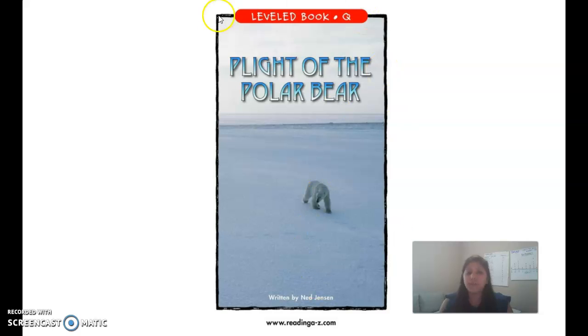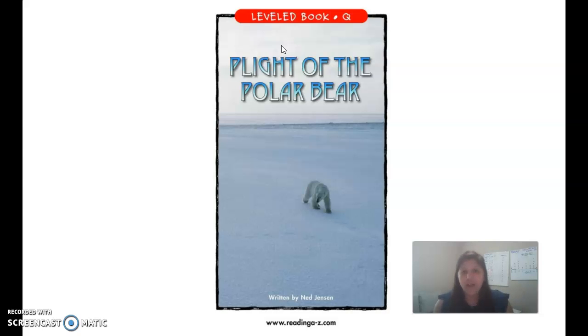Okay, looking at the cover and the title, my prediction of this book is that it's going to be about a polar bear. It's actually going to be about the bad situations of polar bears. Flight means it's a situation that is not a great situation to be in, right? Like the troubles and tribulations that polar bears go through or are facing. So that's what this book is going to be about.